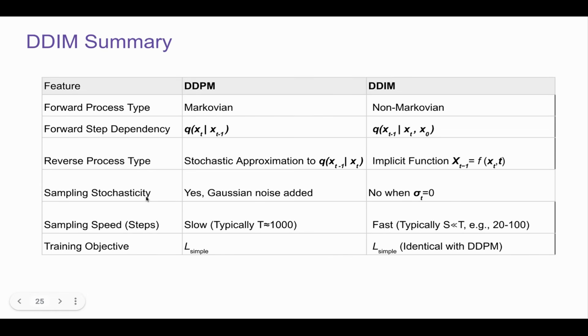For sampling, since Gaussian noise is added in DDPM, it's stochastic. However, for DDIM, if we set sigma t to 0, it's deterministic, so no stochastic. And for sampling speed, DDPM is slow. DDIM usually is a lot faster. And for training objective, both DDPM and DDIM share the same objective loss function, which is a MSE loss between the forward diffusion noise and the model predicted noise.